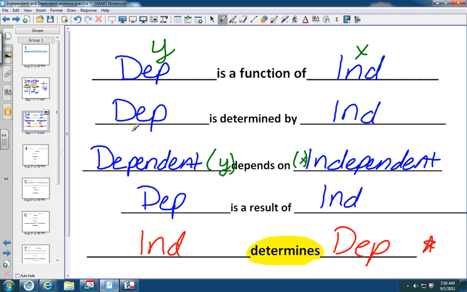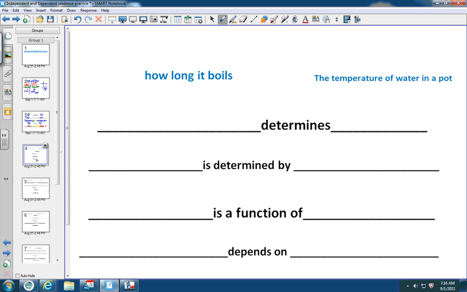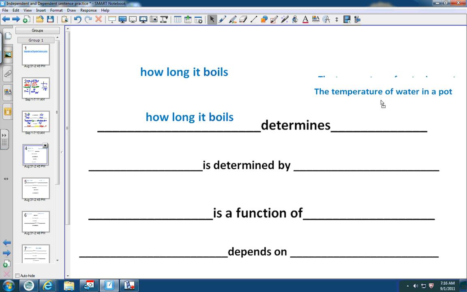You may want to write these down and make sure that you have these memorized. You're going to need to know these phrases. So let's look and let's practice. Right here, I've got the phrases, how long it boils, and the temperature of water in a pot. Okay, so something determines something. Well, which one of these things are the independent and which one is the dependent? Let's look at this. How long the water boils determines the temperature of the water.